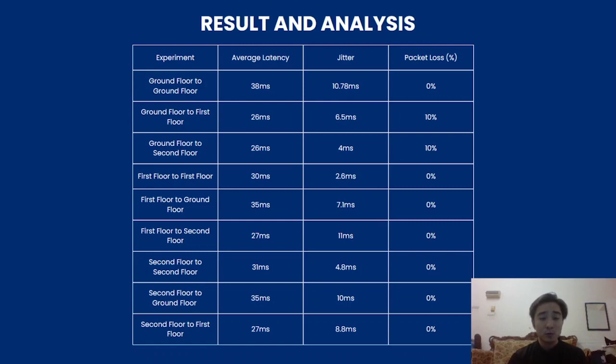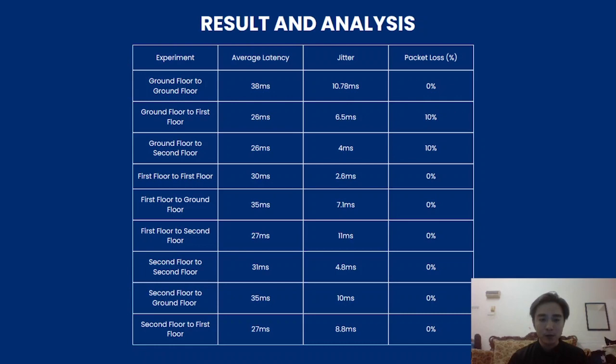On the first floor to another device on the first floor, it is 30 ms, 2.6 ms jitter, and 0% packet loss. Devices from first floor to ground floor have a latency of 35 ms, jitter of 7.1 ms, and packet loss is 0. First floor to second floor is 27 ms latency, 11 ms jitter, and 0 packet loss. Second floor to second floor, two devices connected on the same floor, is 31 ms latency, 4.8 ms jitter, and packet loss is 0.